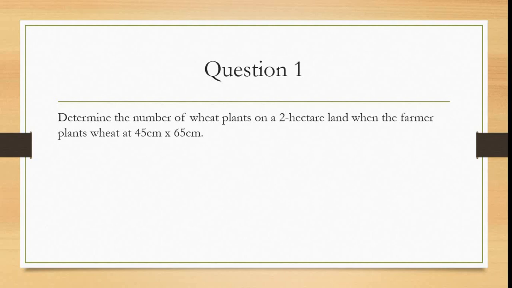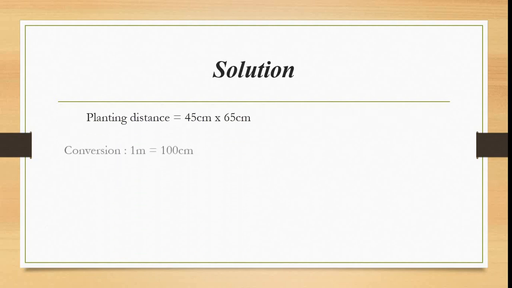So 45 centimeters, you're going to convert it to meters. And to convert centimeters to meters, we understand that 1 meter equals 100 centimeters. All right? 1 meter equals 100 centimeters. So to convert 45 centimeters to meters, if 100 centimeters is 1 meter, then 45 centimeters is going to be less. If less, then we're going to divide by more. So 45 divided by 100, you're going to get 0.45 meters.